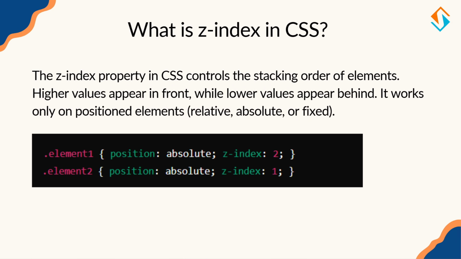Next question is, what is Z-index in CSS? The Z-index property controls the stacking order of elements. If two elements overlap, Z-index determines which one appears in front. For example, if you have two elements and you want one to be on top, you can set the given syntax in your code. Okay? So here element 1 will appear in front because it has a higher Z-index.